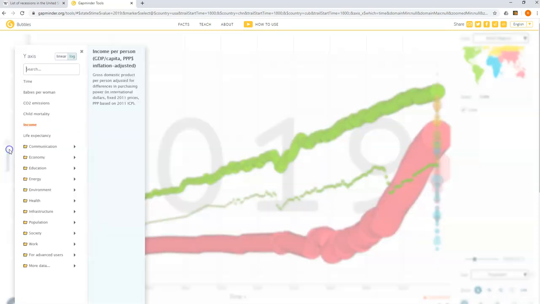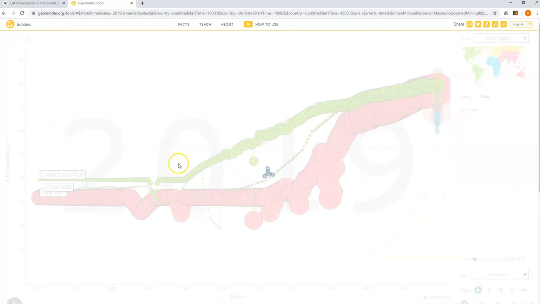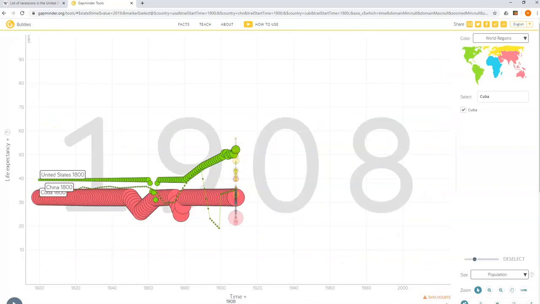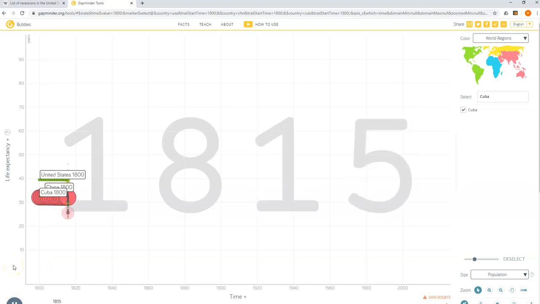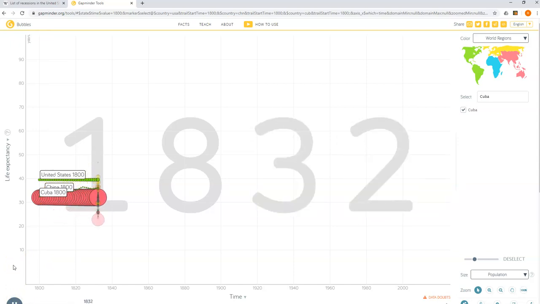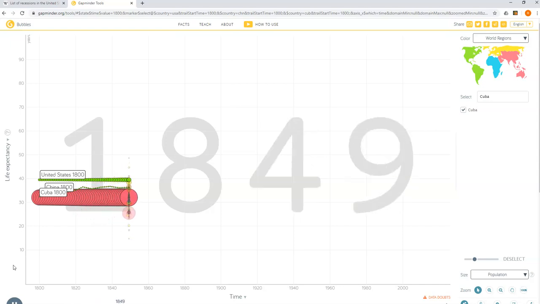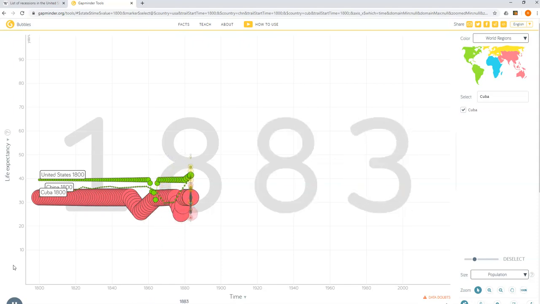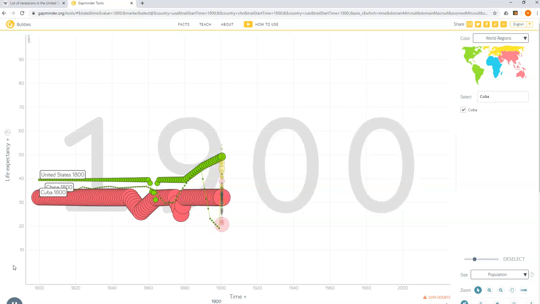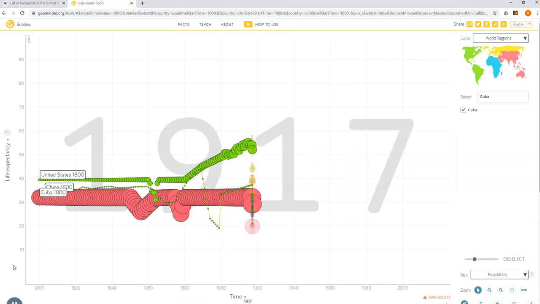All right, another metric that will tell you that we're doing better over time is literally a simple thing like life expectancy. If you go back to the 1800s, life expectancy in the US was 39.4, in China it was 32, and in Cuba it was 32. Click on play. Notice that in the 1800s, not much changed. And then somewhere around the mid 1800s, you start seeing an increase in life expectancy.